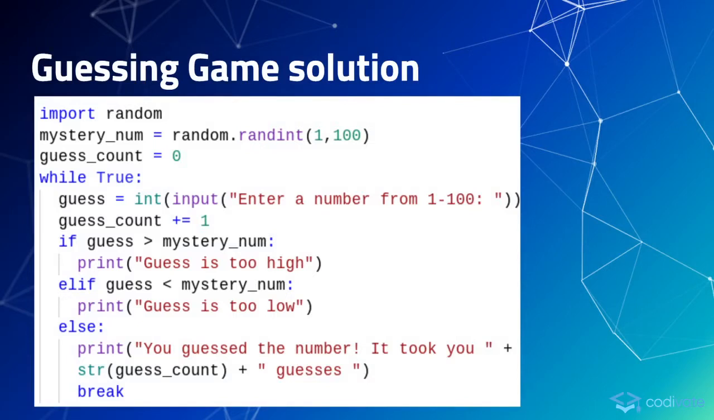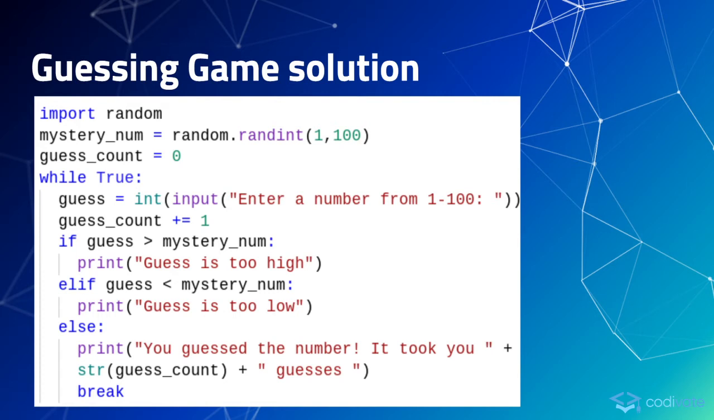Okay, let's go over the solution. Our first step in the guessing game is to import random. We know that we need to generate a random number, and we can't do that without the random module. Once we've done that, we need to use the randint method with the parameters 1 and 100 to generate our mystery number. We will assign that value to a variable called mystery num, and we're going to use that later.